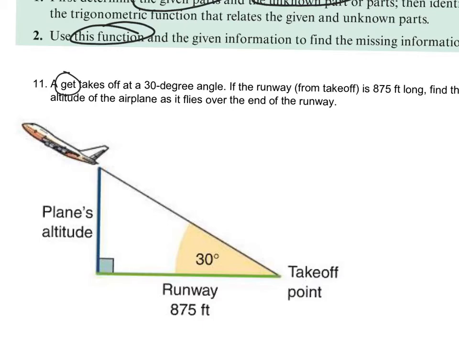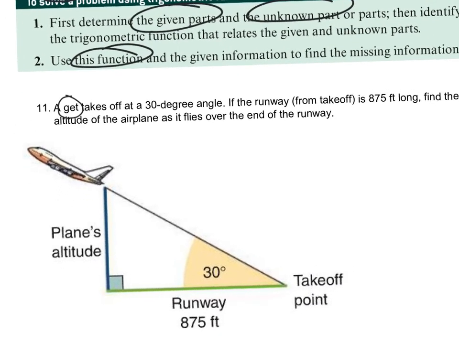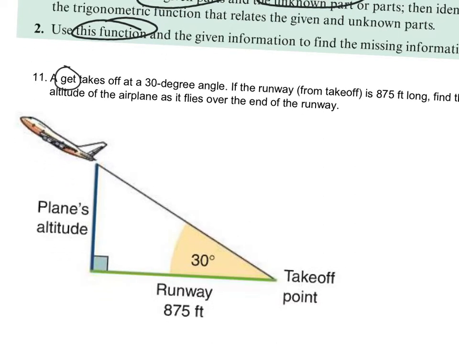If the runway from takeoff is 875 feet long, find the altitude of the airplane as it flies over the end of the runway. So we're looking to see how high the airplane is at the end of the 875-foot runway if we know that we take off at a 30-degree angle. So using that information, keep in mind you know the angle, you are looking for the opposite side, and you know the adjacent side. So that would be tangent.